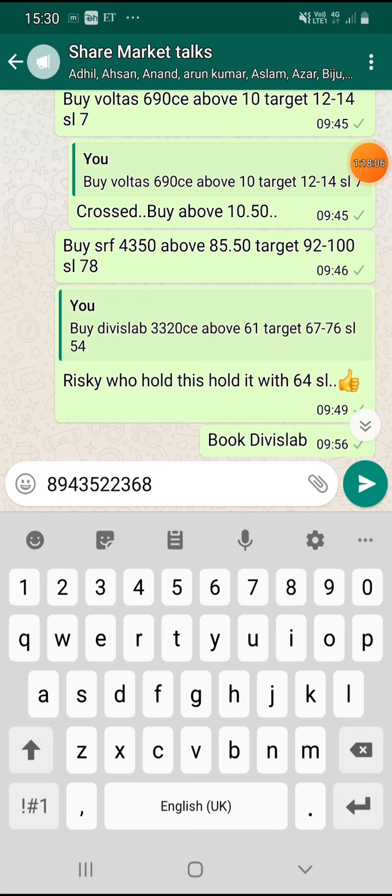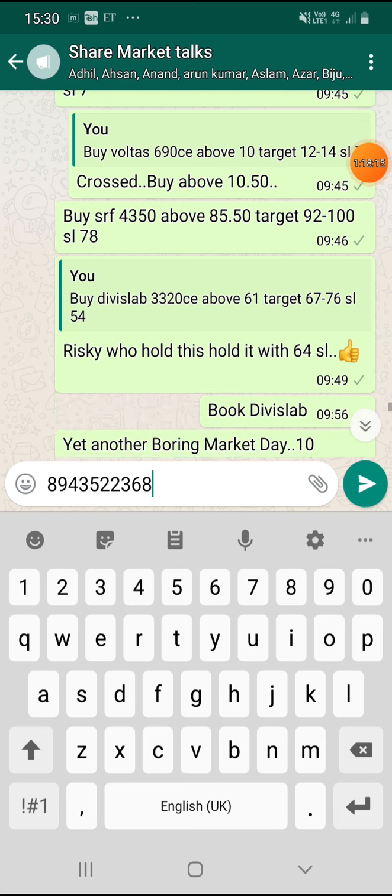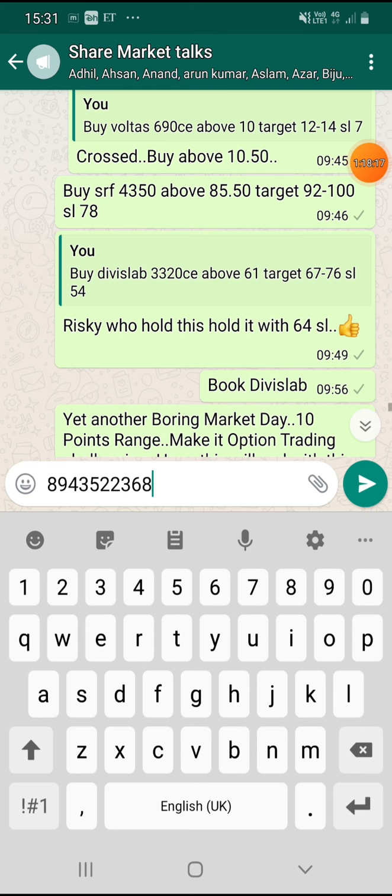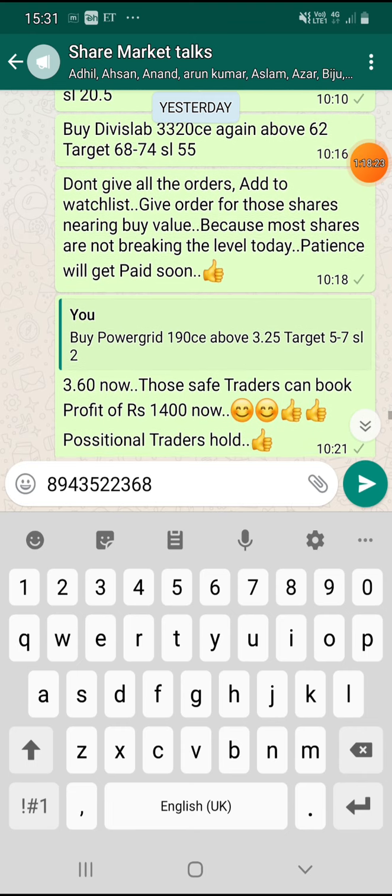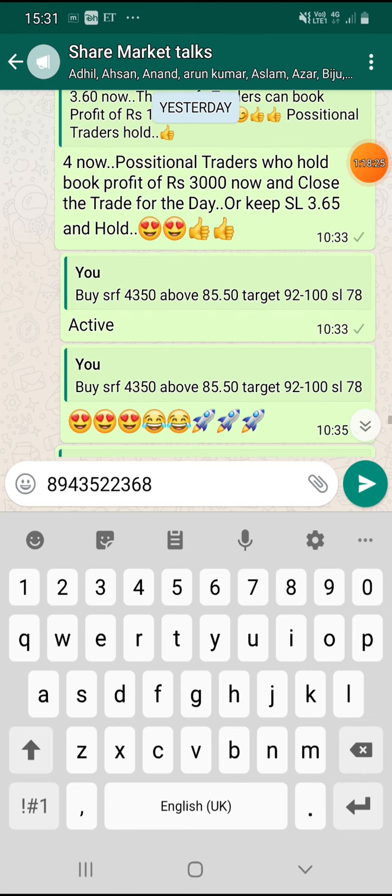That is CE. I didn't write that, but when you add CE, you can see that the CE value is 80, and the PE value is different, so you can easily tell. SRF 350 CE at 85, asked to buy at 85. And we said that after a few minutes, at 10:33, you got enough time to buy that.